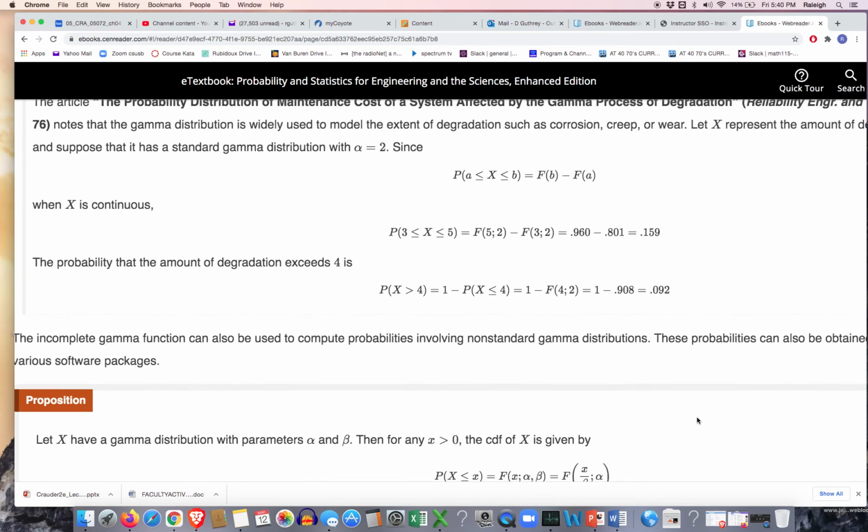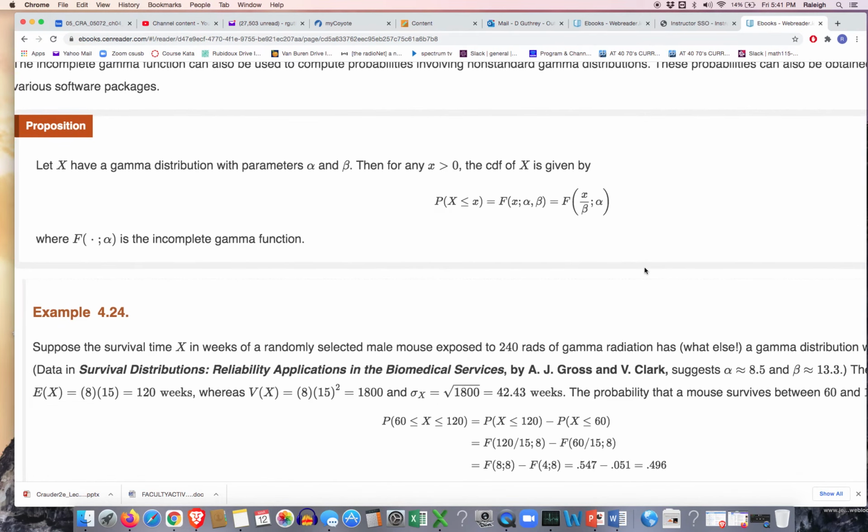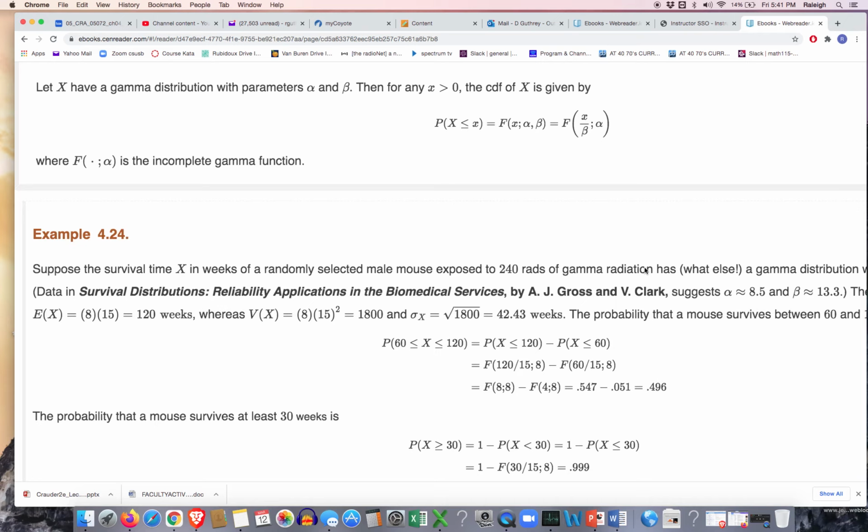I'm not quite sure why it's called the incomplete gamma function, but one could introduce the beta as well, and basically we could just divide by the beta, as it turns out. So let's see. They're saying that in the proposition right here, x could have a gamma distribution with parameters alpha and beta, and then for any x greater than 0, the CDF of x is given by the following, and so they just basically divide out the beta. Okay, fine. And so they demonstrate this here in the final example of the day.